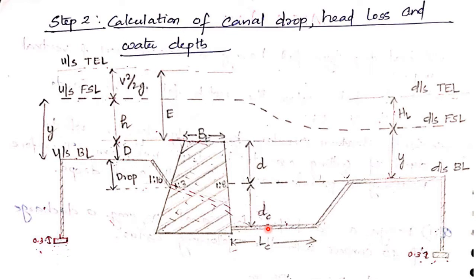So these are the important terms. And then there is the downstream total energy line, downstream full supply level, and downstream bed level. Y is the water level itself and HL is the head loss, that is the difference between downstream total energy line and downstream FSL. That is the head loss that happened after the fall. Some minor things are the upstream cutoff wall and downstream cutoff wall. We will be dealing with that later.